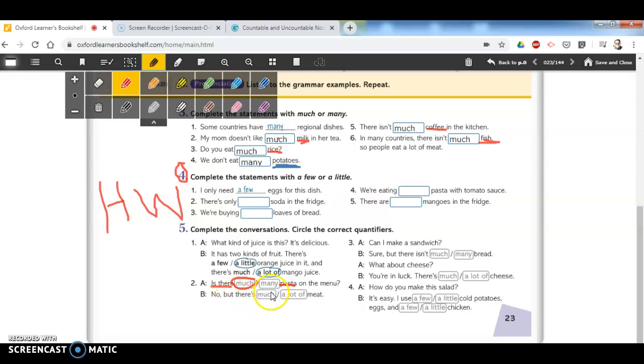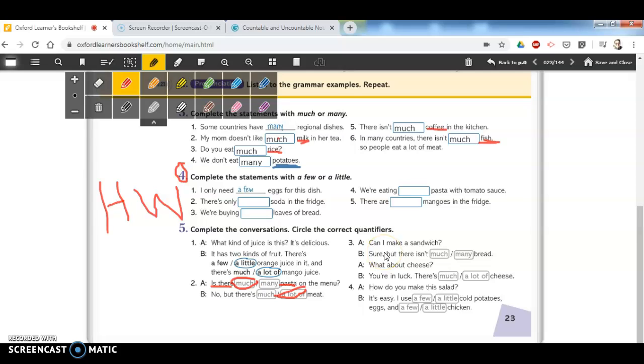Is there much pasta on the menu? ¿Hay mucha pasta en el menú? No, but there's... I'm going to use much or a lot of. In yesterday's class, we said that we don't use much in affirmative sentences. So I can use a lot of.